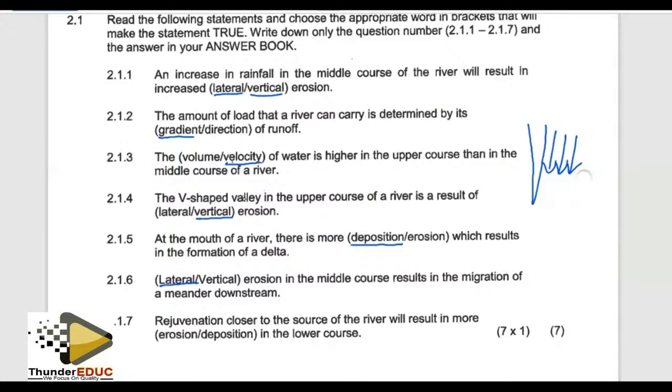2.1.7, rejuvenation closer to the source of the river will result in more erosion or deposition in the lower course. So remember, rejuvenation is all about the river gaining energy. Therefore, there will be more erosion in the lower course. So it means it will start eroding the channel vertically after gaining strength, due to more water or due to gaining more energy.